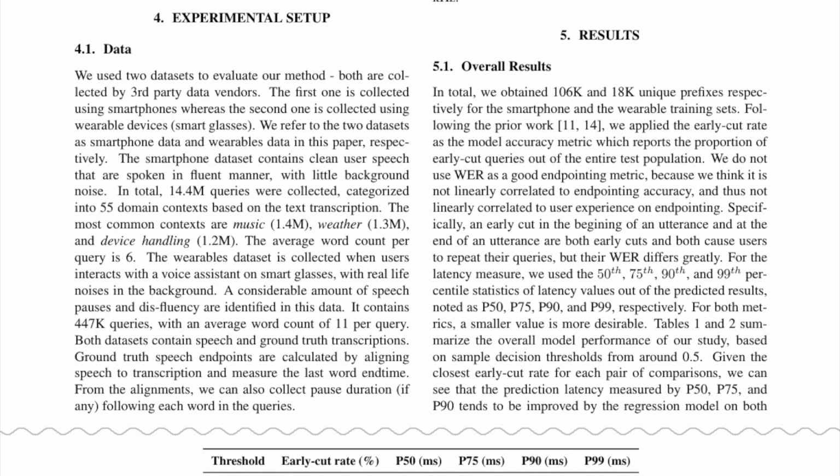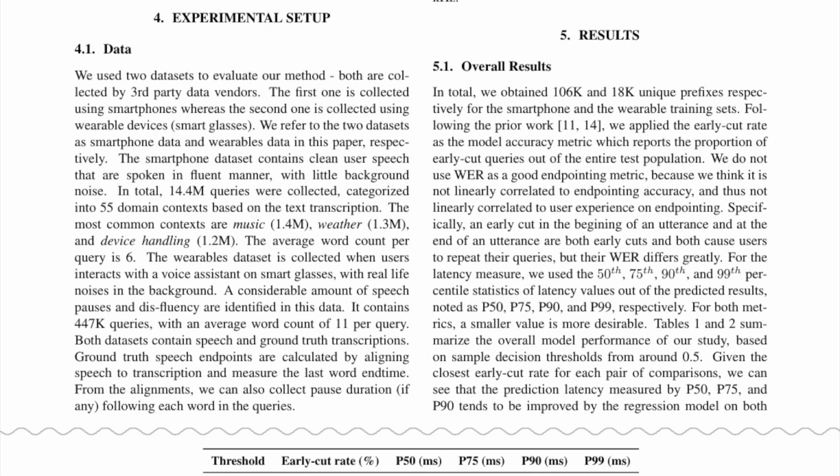The smartphone dataset contains clean user speech that are spoken in fluent manner with little background noise. In total, 14.4 million queries were collected, categorized into 55 domain contexts based on the text transcription. The most common contexts are music, 1.4 million, weather, 1.3 million, and device handling, 1.2 million. The average word count per query is 6.